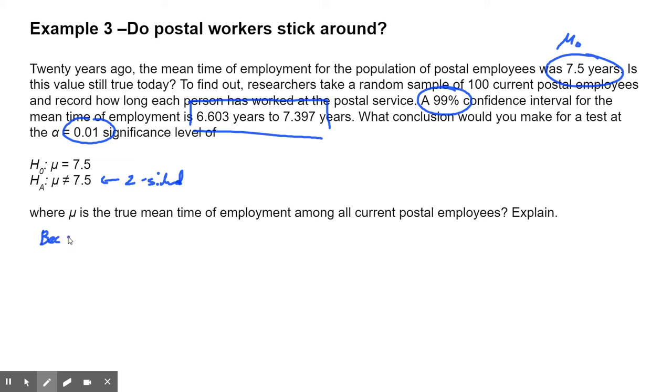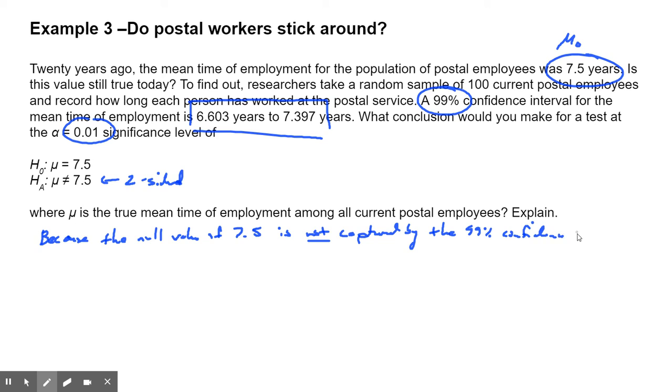So say because the null value of 7.5 is not captured by the 99% confidence interval, we would reject the null at the alpha equals 0.01 significance level.